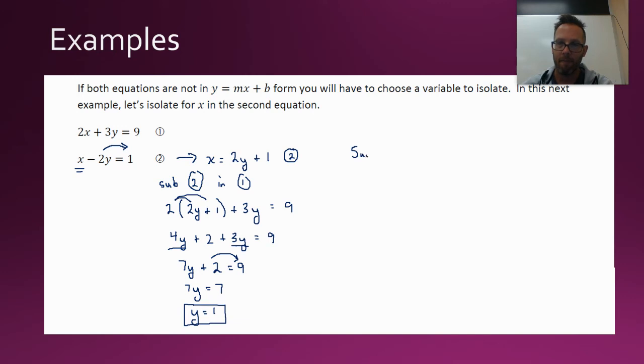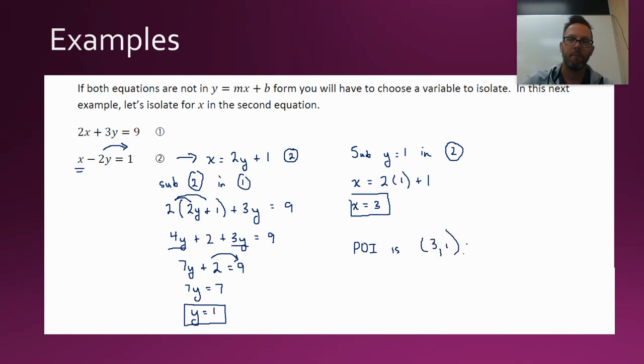Let's sub y equals 1 into, well, which equation will work? Either one will work. But you know what? Equation 2 is already rearranged for us. We know that from equation 2, x equals 2 times y, or 1, plus 1. 2 plus 1, we get x is equal to 3. And so the point of intersection is 3, 1. And we've got it.